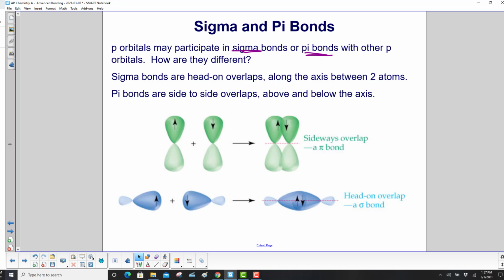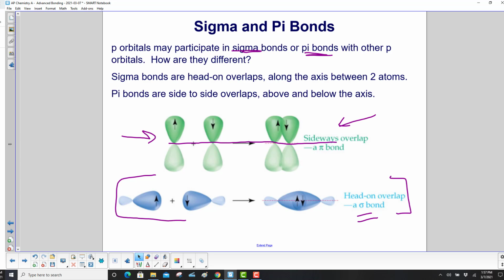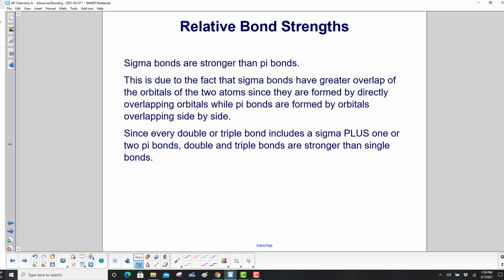How are they different? Sigma bonds are head-on overlaps along the axis between the two atoms, and that's a sigma bond. Pi bonds are side-to-side overlaps above and below the axis. Right, here's the axis right here. So the bonds are taking place above and below the axis, and that's a sideways overlap, and that's a pi bond. Sigma bonds are stronger than pi bonds.